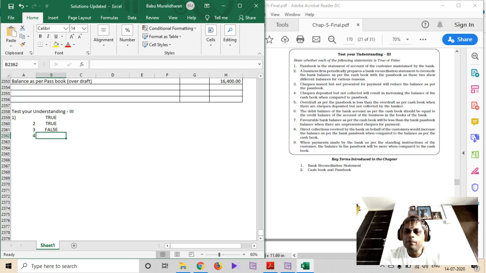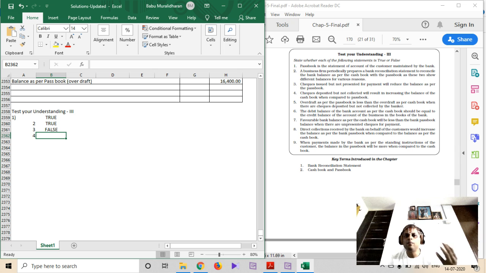Checks deposited but not collected. Checks deposited but not collected will result in increasing the balance of the cash book when compared to passbook. Yes, true. How? Because when we collect the check, we increase the cash balance because the cash is coming as per the books. We have received the check and then the cash book bank column will be debited, right? Bank account debit to sundry debtors account.